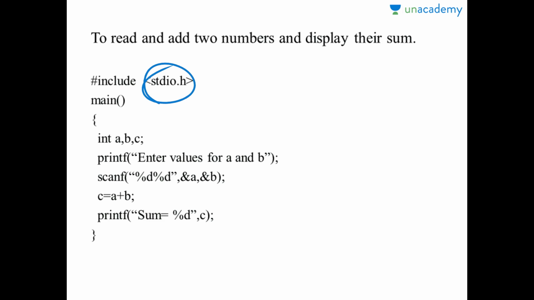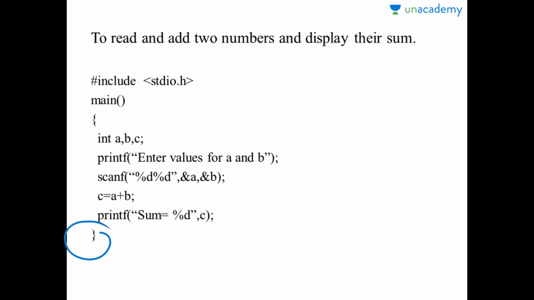Now next is main. What is main? Here main is a function. As I told you before, every program contains a function, and that is the main function. It has to be included in every C program. Every C program contains one or more functions. One function which is compulsory is this main function, and these braces are used to enclose the definition of the function, to open and close this main function.